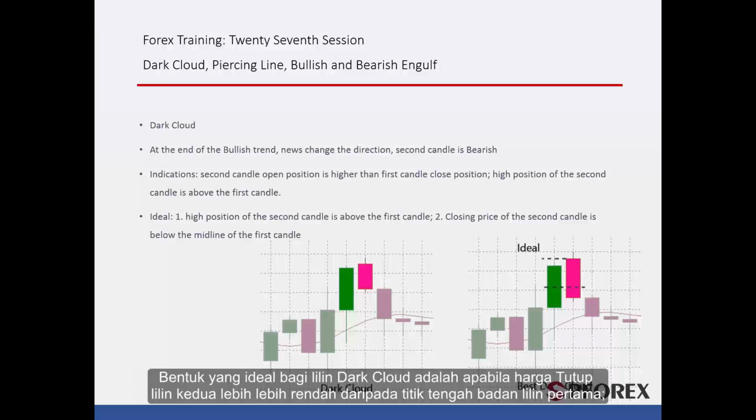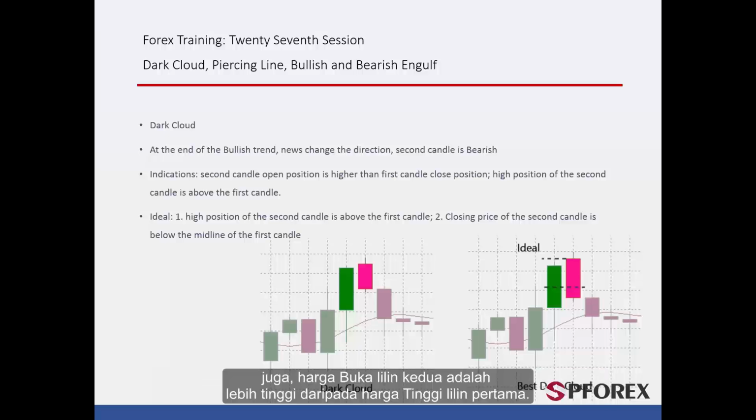The ideal form of a dark cloud is when the close price of the second candle is lower than the midpoint of the first candle body. Also, the open price of the second candle is higher than the high price of the first candle.